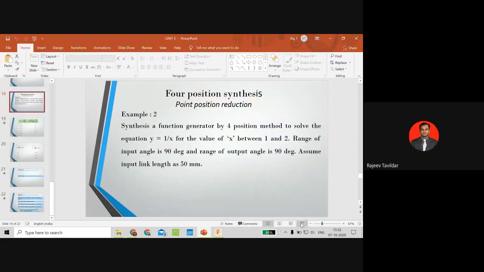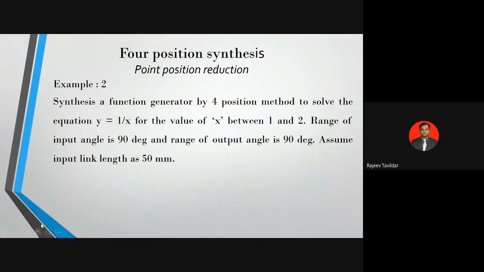Okay, so this is the problem. We need to synthesize a function generator by the four position method in order to solve the equation y is equal to 1 by x, for the value of x ranging between 1 to 2. The range of input angle is given as 90 degrees and the range of output angle is also 90 degrees.